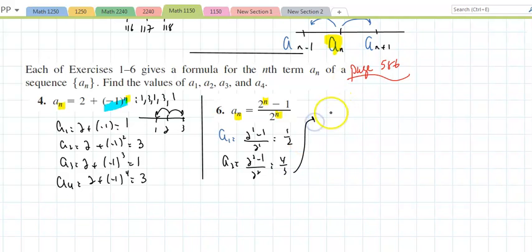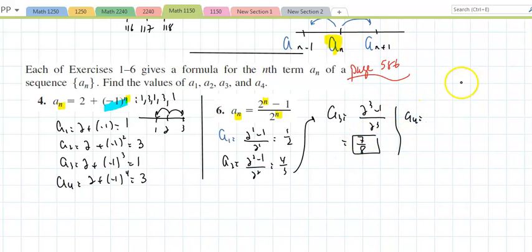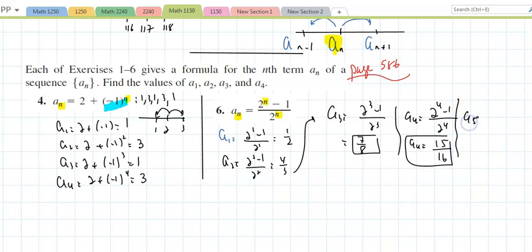If I go for a sub 3, that would be 2 to the 3rd minus 1 over 2 to the 3rd. That is 8 minus 1, 7/8. And if I go for a sub 4, that would be 2 to the 4th minus 1 over 2 to the 4th. That is 16 minus 1 is 15 over 16. Can you guess what a sub 5 is?